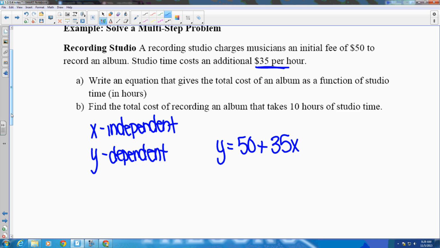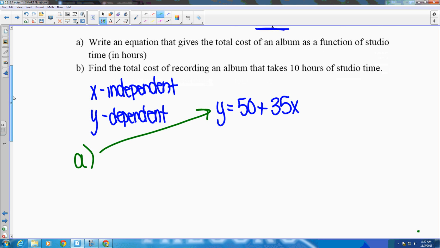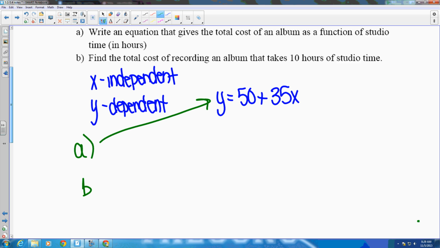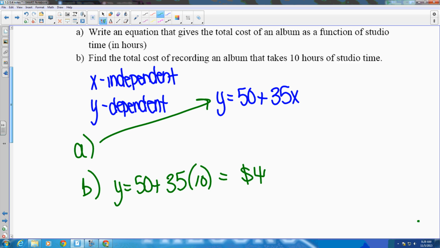So that was just A. All we had to do for A was write the equation. A is done. B, find the total cost of recording an album that takes 10 hours of studio time. If x represents the number of hours we spend in the studio, put in a 10 for the x, and the total cost of this would be $400.